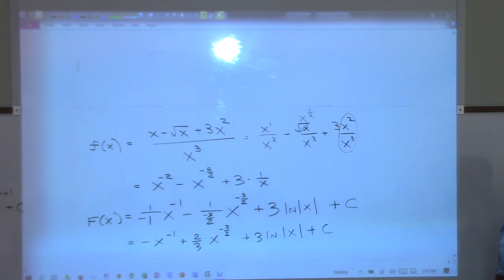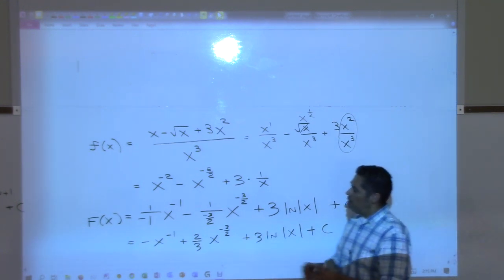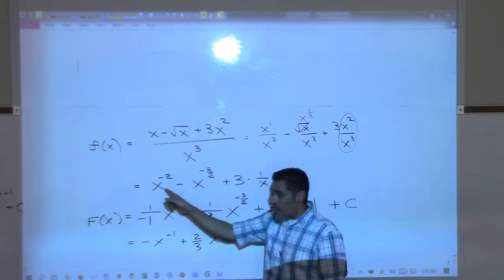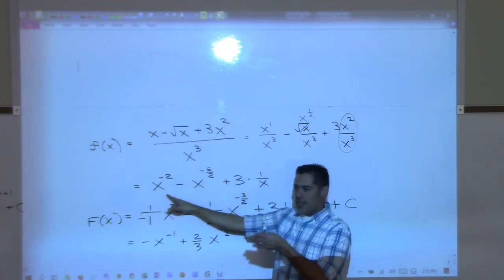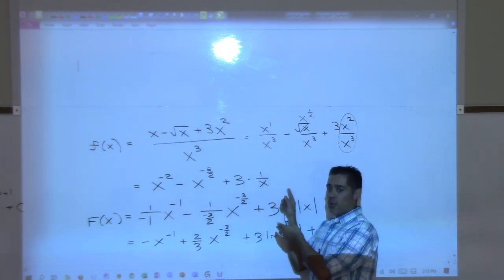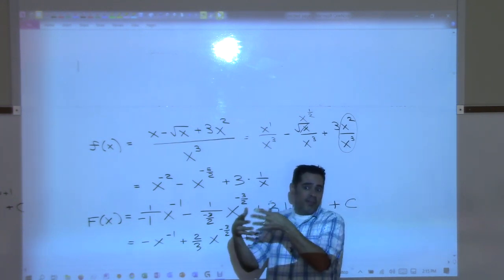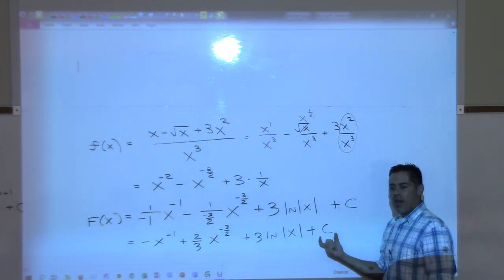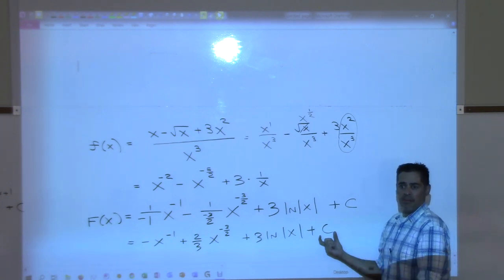Yes? Wait, so since we do it like term by term, wouldn't we have to do plus c for each? Good question. The question was, since we're doing these one at a time, wouldn't we have to have a plus c for each one? The answer is yes, but if this has a plus c and this one has a different plus c and this one has a different plus c, we're going to wind up adding all those plus c's together, right? And at the end, you're just going to have plus some constant. Still don't know what it is, right? It's a family of things. So having one plus c on the outside is sufficient.